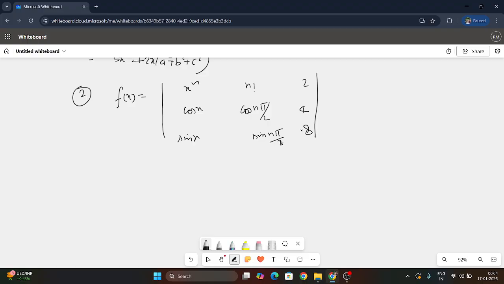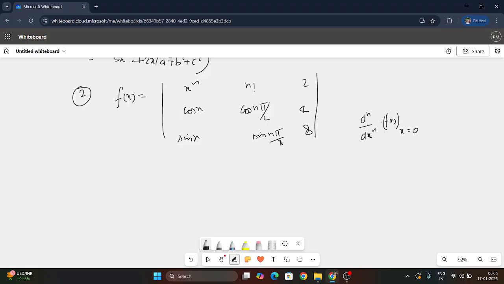So if we differentiate, we have differentiated f(x) n times and then put x equal to 0. So we have to find the answer of this. We have to differentiate this n times and then put x equal to 0.